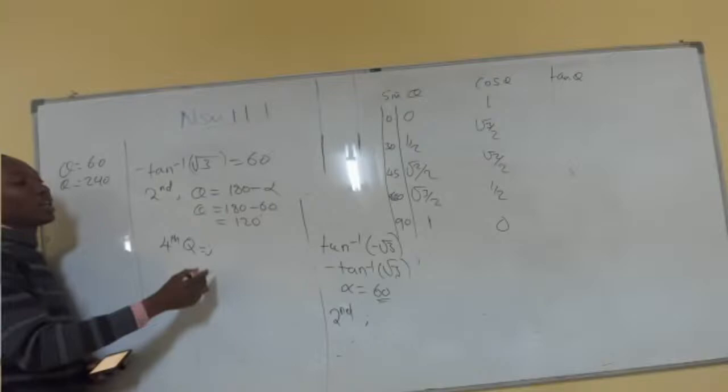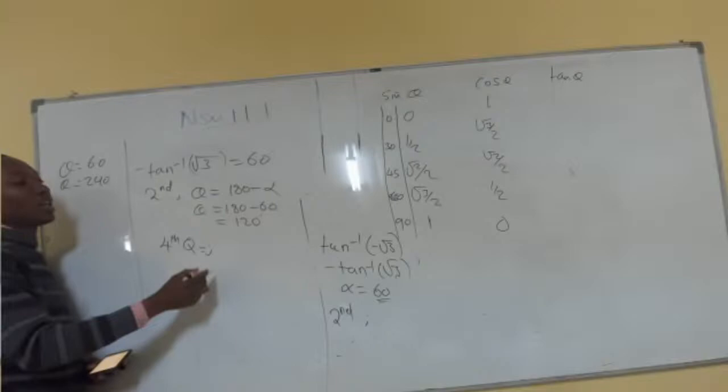Alright, so next up, C. We're now doing C. C says 2 cos squared x is equal to cos x.